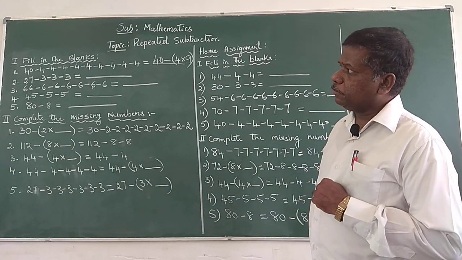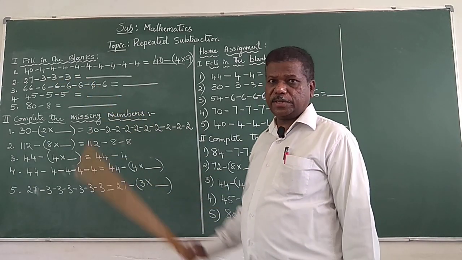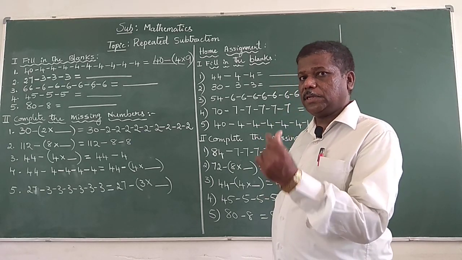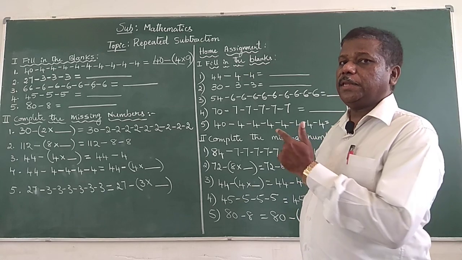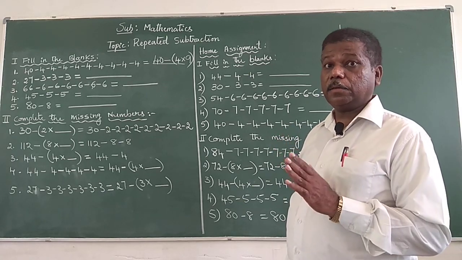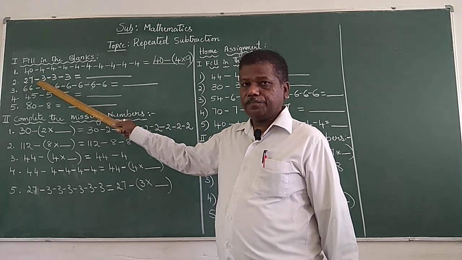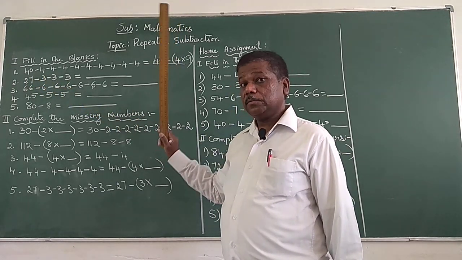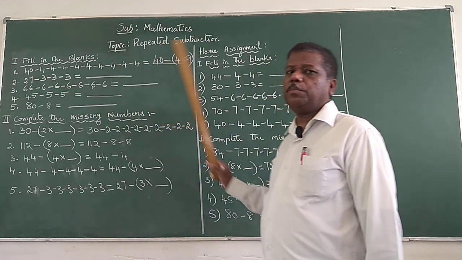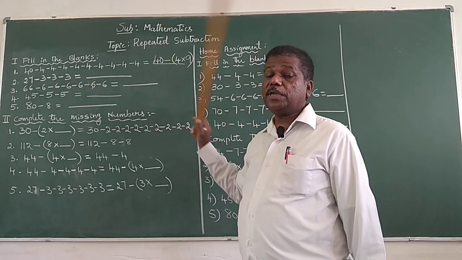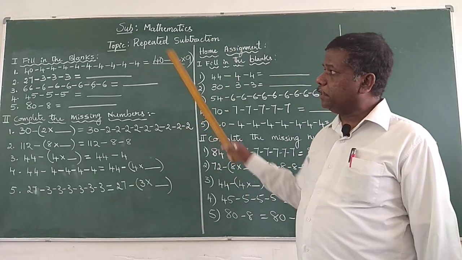Can you see the second question? 27 is the first number which is mentioned, meaning 27 is the number from which the remaining numbers are subtracted repeatedly. What is subtracted? 3 is subtracted. How many number of times? 1 time, 2, 3. So 3 is subtracted 3 times from 27.